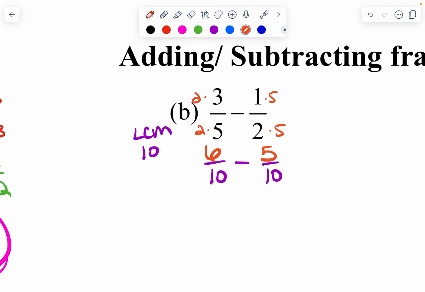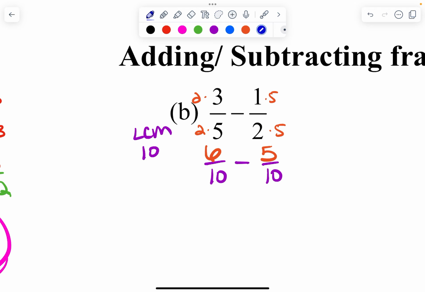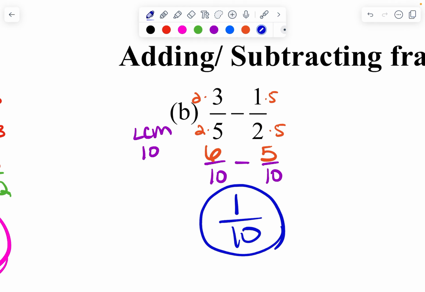So 6 over 10 minus 5 over 10, simply subtract, in this case, the two numerators. So 6 minus 5 is 1. The denominator of 10 stays the same. So that one is now done. 3/5 minus 1/2 is 1/10.